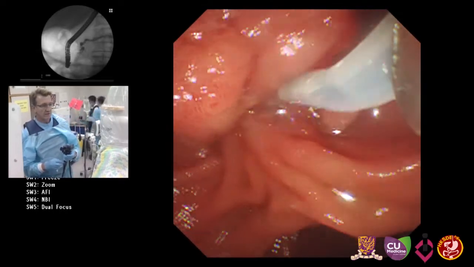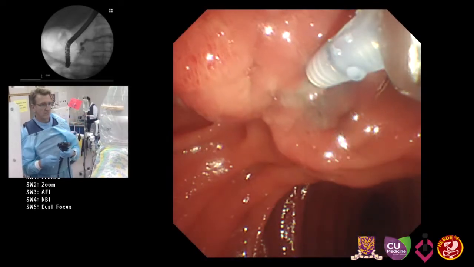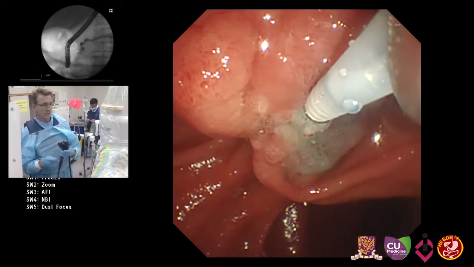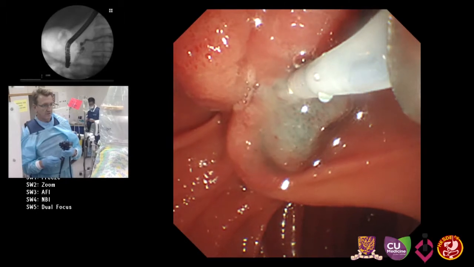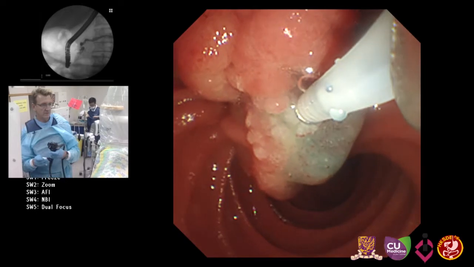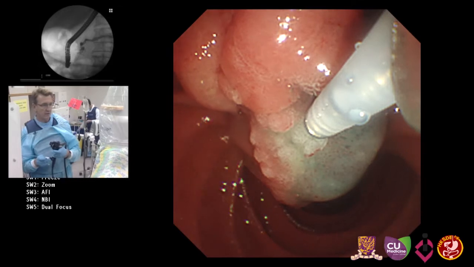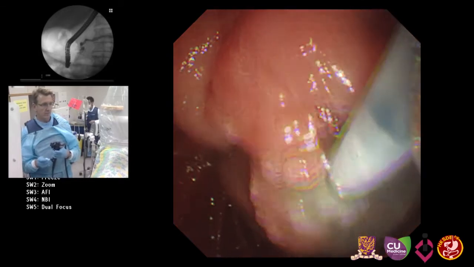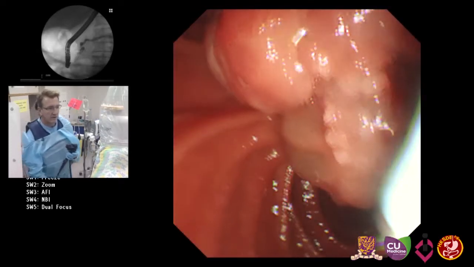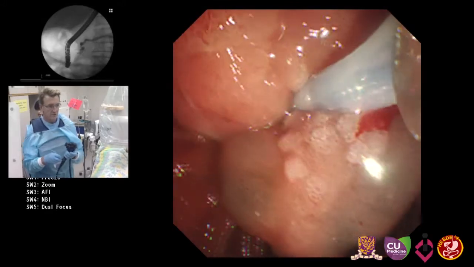Inject. Good. Inject, keep going. So this is our safety cushion at the bottom. Keep going, inject. And it should really just blow up ever so quickly. Needle back. The needle's still in a bit. Just needle back. Okay, leave it out. And then this side we put an injection as well. Inject.